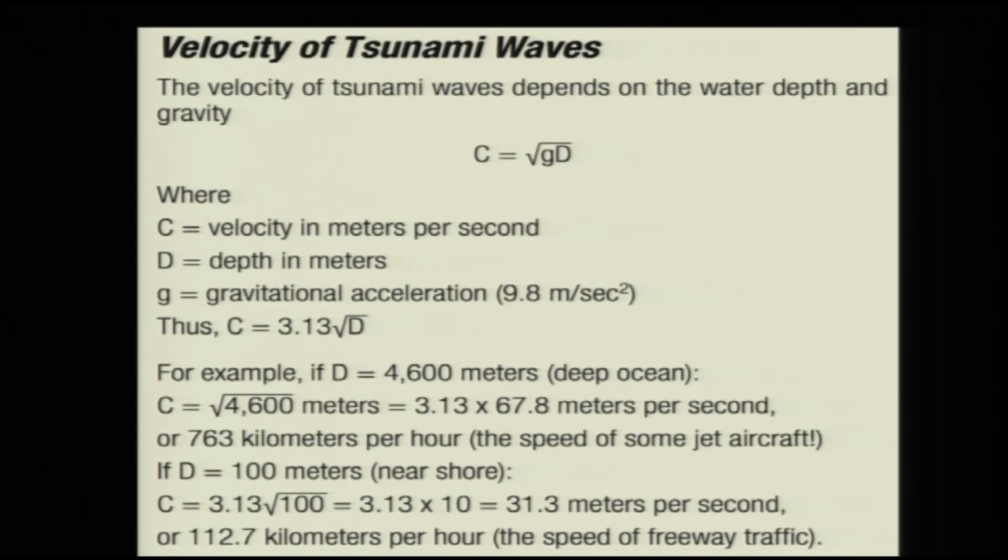which helps in fixing the total area of rupture. The velocity of the tsunami wave can be calculated, which depends on the water depth and gravity. So, you have gravitational acceleration, which we were talking about in the previous slide also, where c is the velocity in meters per second, and d is the depth of the water. So, for example, if d, the depth, is 4,600 kilometers in the deeper ocean, then c is equal to the square root of g d meters per second. This is around 763 kilometers per second, which is almost equivalent to some of the jet aircraft.